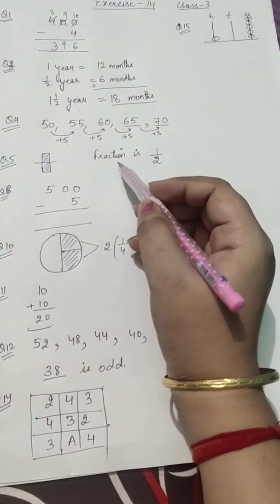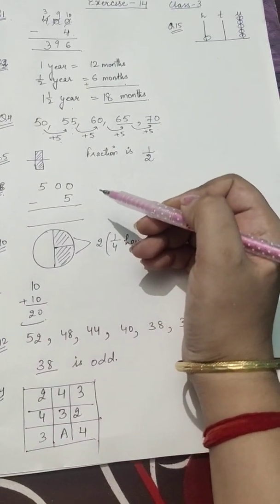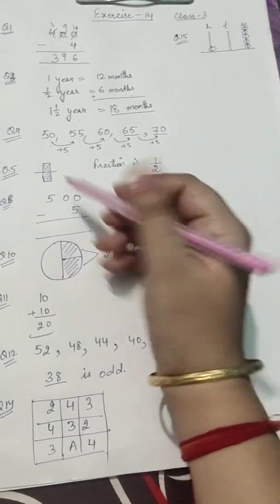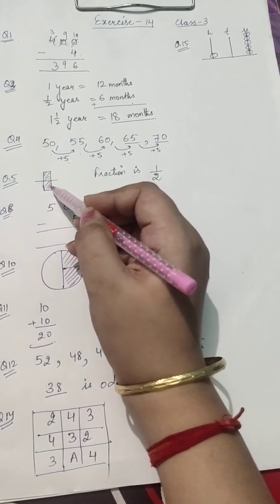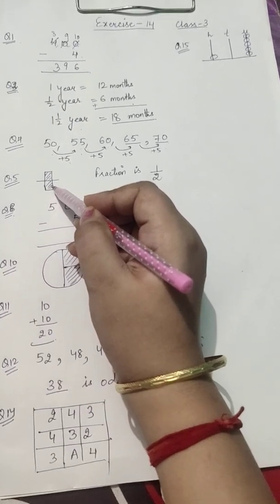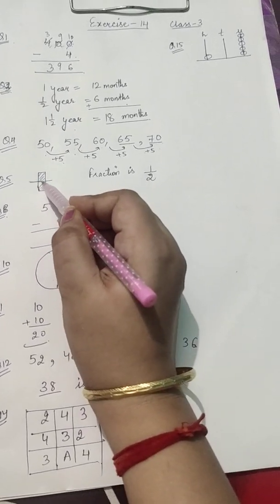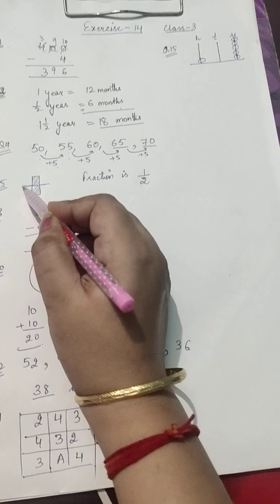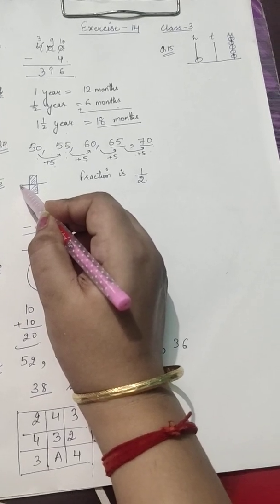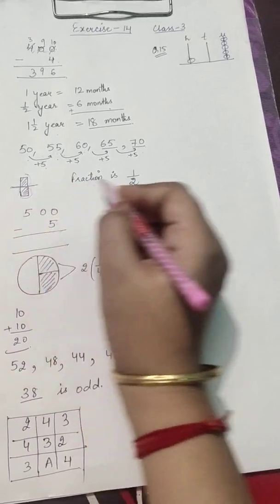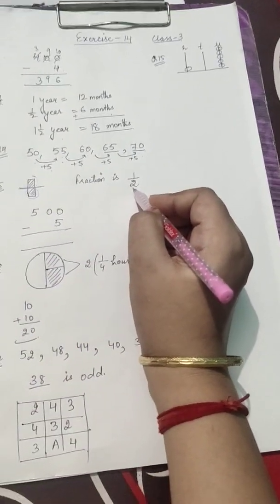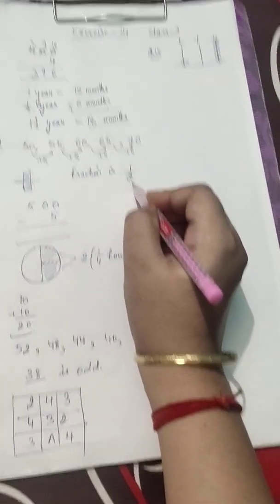Next is yours. A prize is shared equally between two girls. One prize is there, as you can see, this is one prize and it is to be shared equally between two girls. So we will divide it in half. So what fraction of the prize will each girl get? So you can see they will get half, half. So the fraction is half.